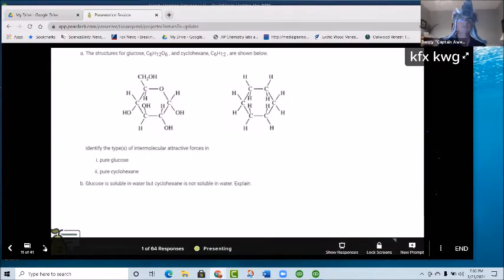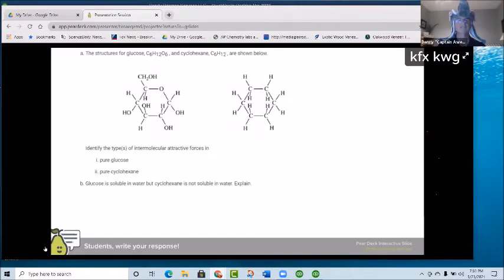So let's see where the question went from there. Glucose is soluble in water, but cyclohexane is not soluble in water. Explain. So go ahead and take a stab. I'm going to eat a tortilla chip because I haven't eaten dinner yet. Why would glucose, the molecule on the left, be soluble in water, but cyclohexane is not soluble in water?